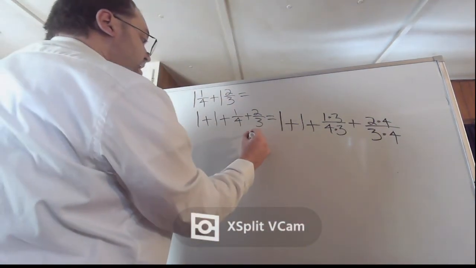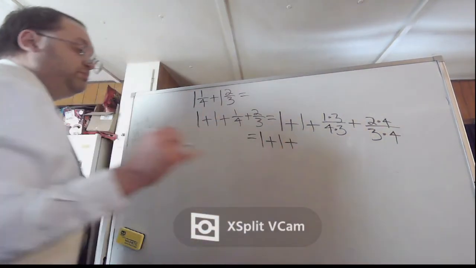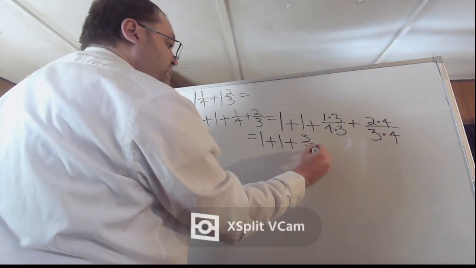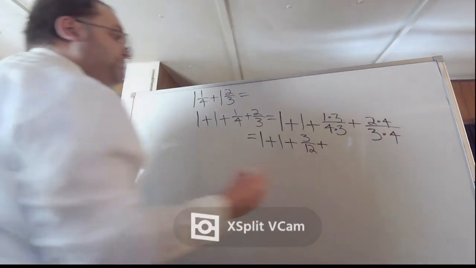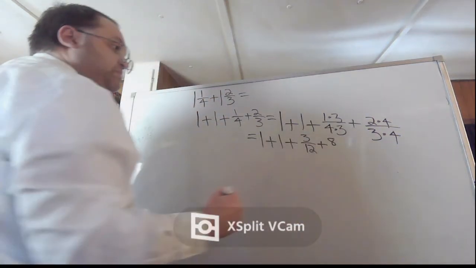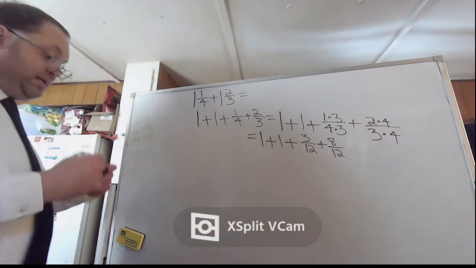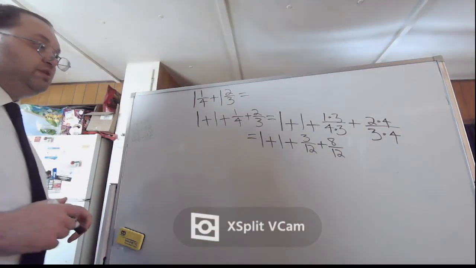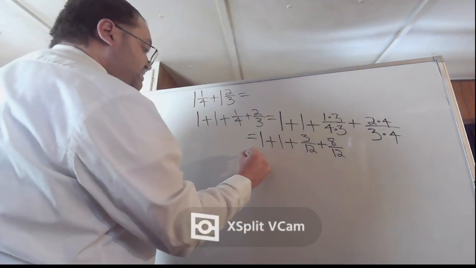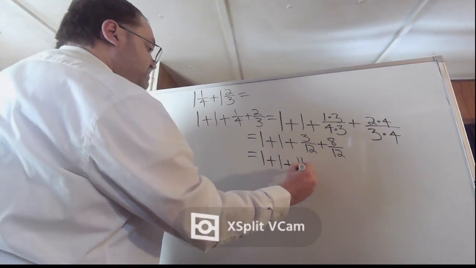Okay, now we're going to go through. You'll have 1 plus 1 plus, now work through your multiplication. What is 1 times 3? That's 3. 4 times 3 is 12. Plus 3/12 plus, what is 2 times 4? That's 8. 3 times 4, well, that's going to be 12. Now we could simply add these fractions up, and now we have the same denominator. It's going to be 3 plus 8, so that's going to equal 1 plus 1 plus 11/12.